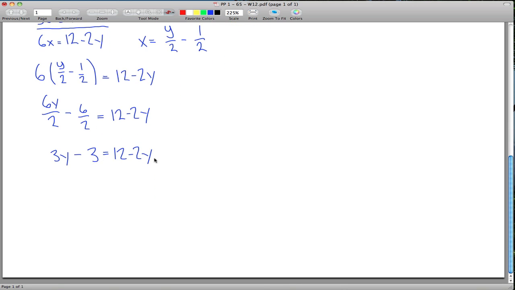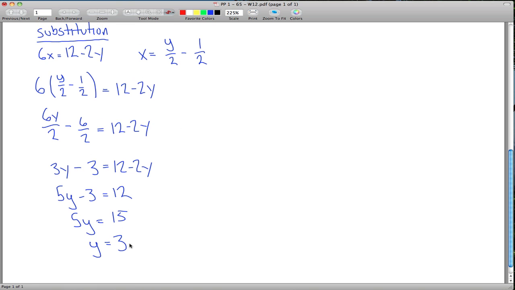So finally, to solve, get all the y's on the same side of the equation. So maybe add the 2y to both sides, and you'll get 5y minus 3 equals 12. And then if you add 3 to both sides, you get 5y equals 15. Divide both sides by 5, and you get y equals 3.